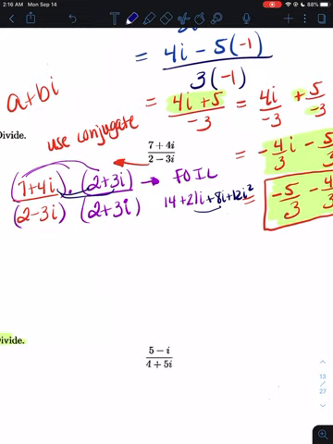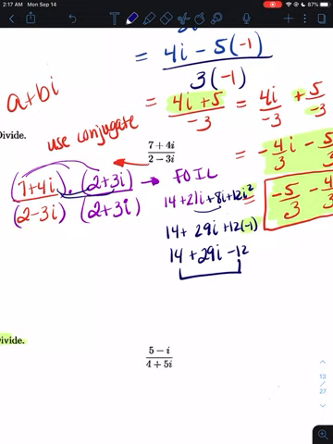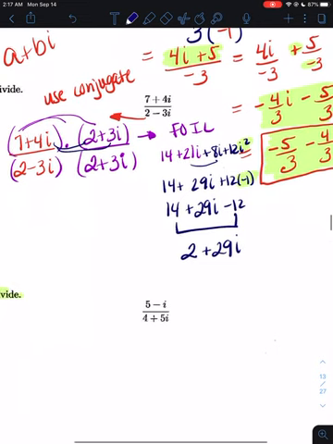When I simplify, I'm going to combine like terms. So this is 14 plus 29i plus 12i squared. Remember, i squared is negative 1. So that i squared became negative 1. So this is 14 plus 29i minus 12. Combine like terms, 14 minus 12 is 2. So this is 2 plus 29i. That's the top of the fraction.